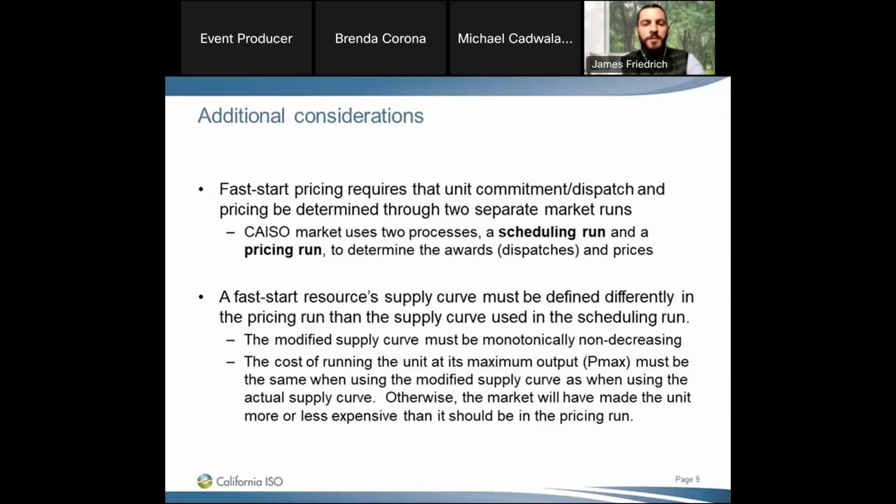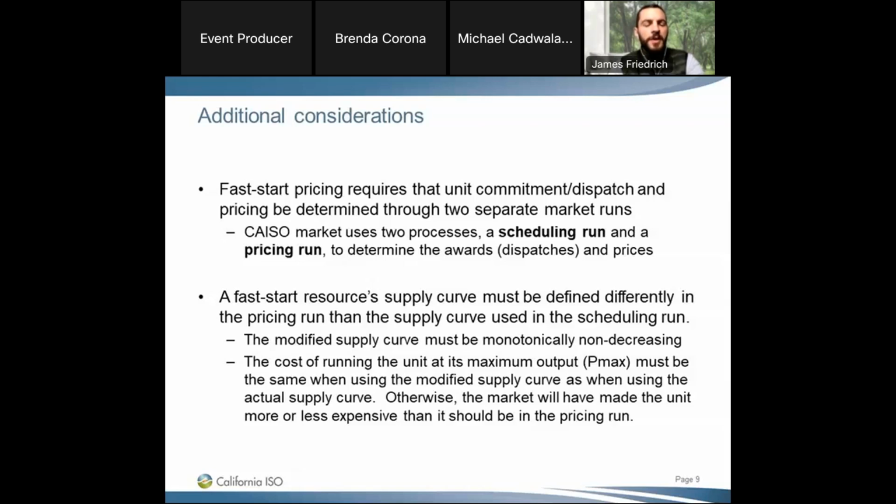The reason why this is true is because we need the actual scheduling of the resource to follow the resource's physical operating characteristics. And if you were to relax the minimum output of a resource down to 0 in the scheduling run, you might actually give that resource a dispatch or a schedule that it's not physically capable of doing. And so why that's important is that really only the pricing run of the market process is affected by fast start pricing, so that you have scheduling run dispatches that the resource is actually physically capable of providing, but the pricing run makes different assumptions about its abilities and changes the price.